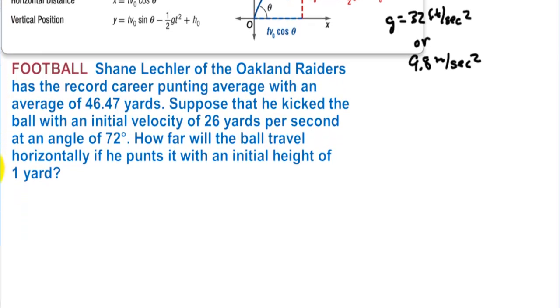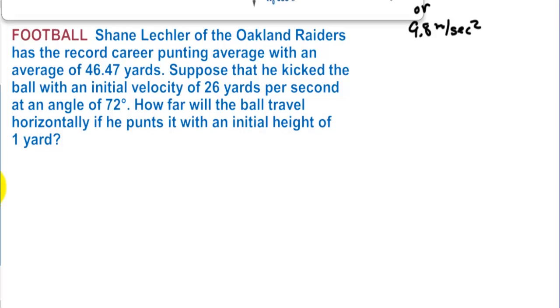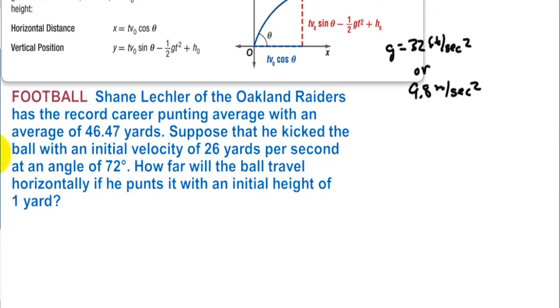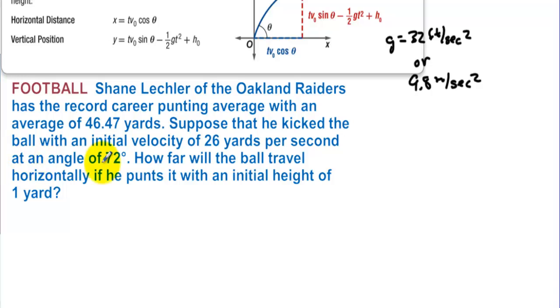Shane Lechler of the Oakland Raiders has the record career punting average with an average of 46.47 yards. Suppose that he kicked the ball with an initial velocity of 26 yards per second. So initial velocity is 26 times 3, which is 78 feet per second. And we need to use feet per second for gravity, so we'll convert the yards per second into feet per second. At an angle of 72 degrees, theta is equal to 72 degrees. How far will the ball travel horizontally if he punts it with an initial height of 1 yard?